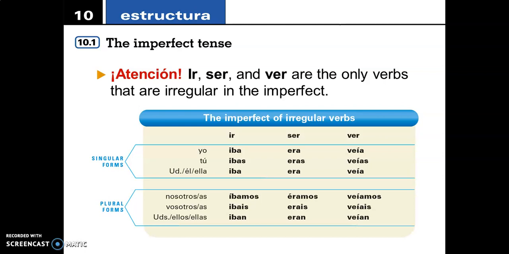And then ver. Ver, it just drops the R and it keeps the E there as part of the stem. And you just add the ía, ías, ía, íamos, ían. So veía, veías, veía, veíamos, veían, right? Nosotros veíamos una película. We were watching a movie, right?